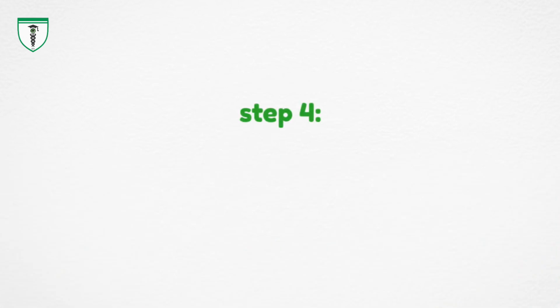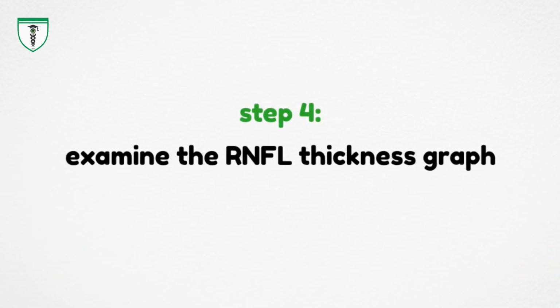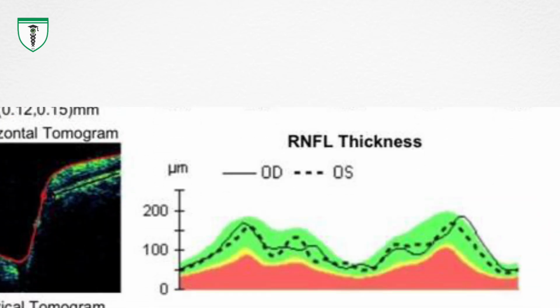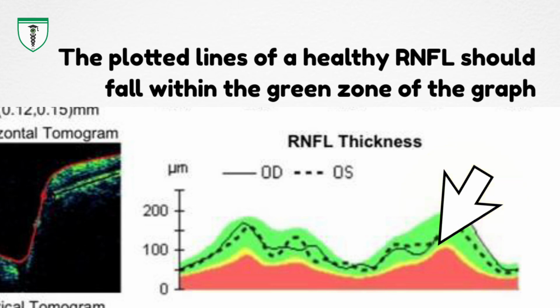Step 4. Examine the RNFL thickness graph. A healthy RNFL thickness graph exhibits a double hump pattern due to the thicker superior and inferior RNFL regions. The plotted lines of a healthy RNFL should fall within the green zone of the graph.